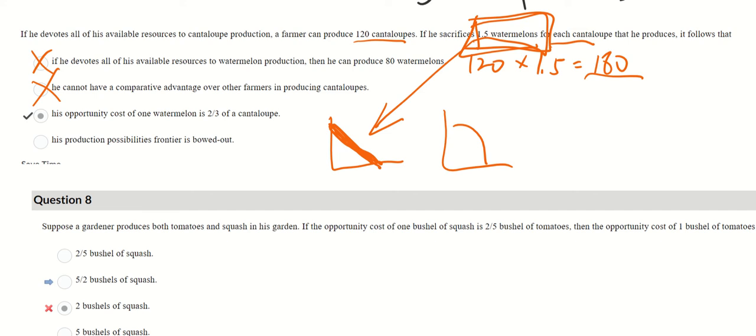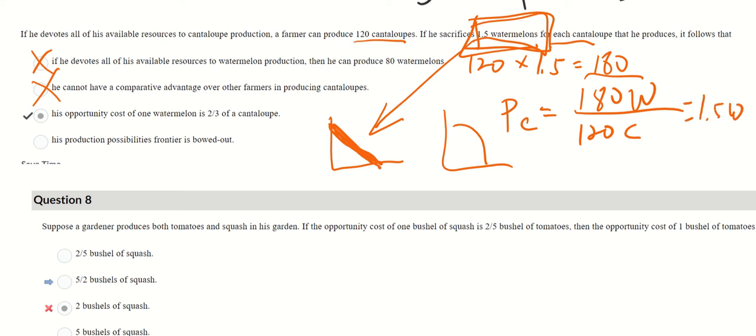All right, so we can actually do this because let's write it this way. So maximum cantaloupe will be 120. So the price of cantaloupe, let's just call it PC, equals 120 cantaloupe. Now remember, whatever you're looking for, that maximum production goes on the bottom of the fraction, right? So at maximum, he can produce 120 cantaloupe. And then the maximum of the other good, which will be watermelon, so 180, goes on top. And then if you simplify, this will become 1.5 watermelon, right? So that's the information we were given in the question. So 1 cantaloupe is equivalent to 1.5 watermelon.